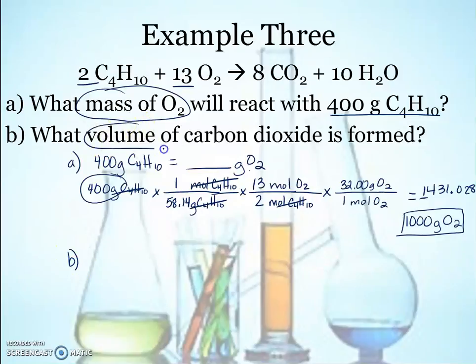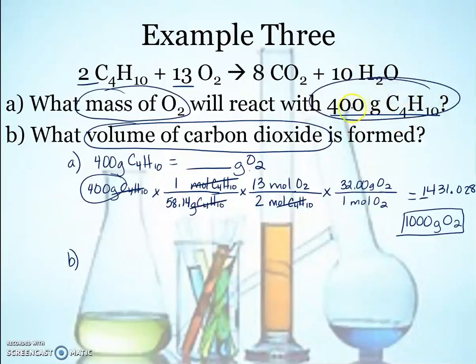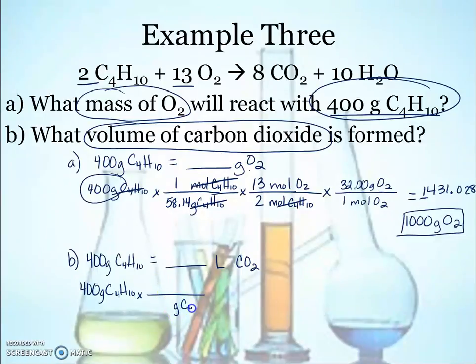All right, letter B. What volume? So we're looking for volume of carbon dioxide formed. Now that means that we can use this number here or this number here. I just go back to the original problem. I take what they had in the original problem and use it. We're going to go from 400 grams of C4H10, and we're looking for volume, liters of carbon dioxide. All right, so we've got to set it up again. 400 grams of C4H10. Okay, we want grams of C4H10 to go away, so we put that on bottom. We're going to switch to moles because whenever in doubt, go to moles.